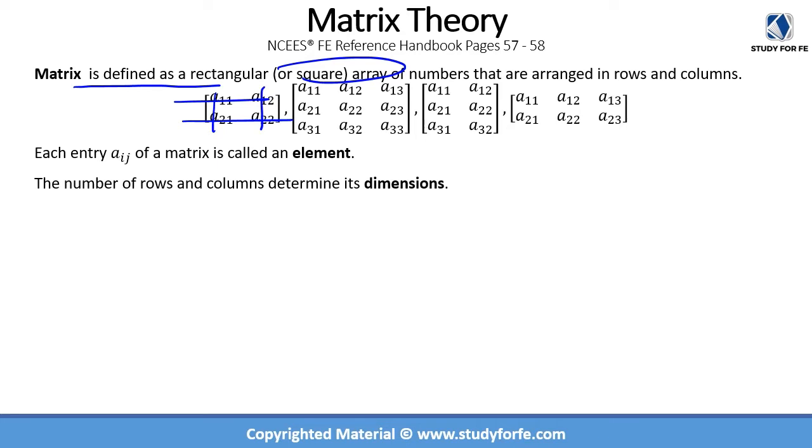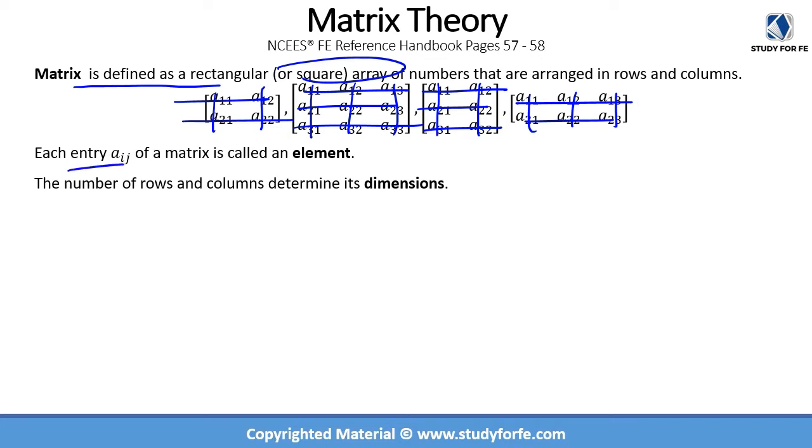In this case, we have 1, 2, and 3 rows and 3 columns. So this is also a square. But over here, we have 1, 2, and 3 rows and 2 columns. So this is an example of a rectangular matrix. And then over here we have 2 rows and 3 columns. Again, this is a rectangular matrix.